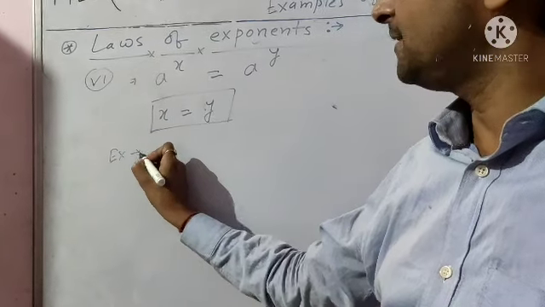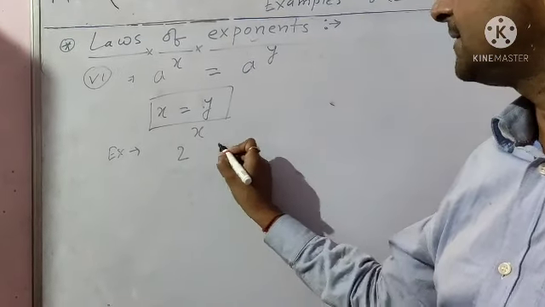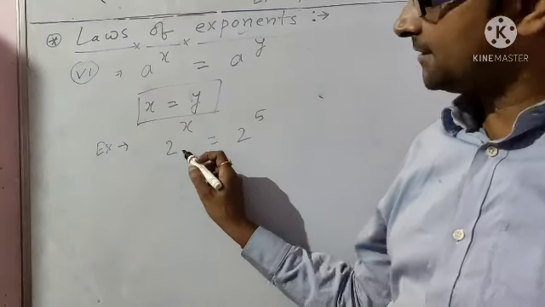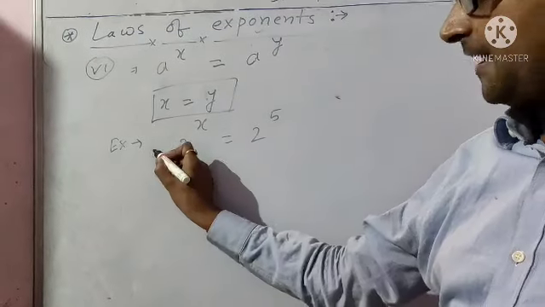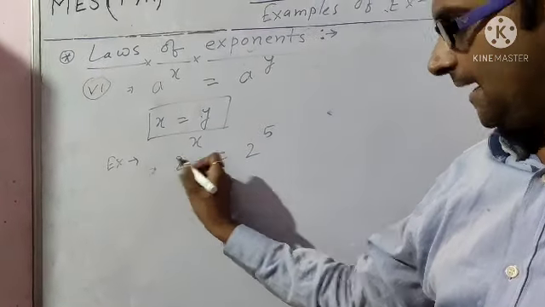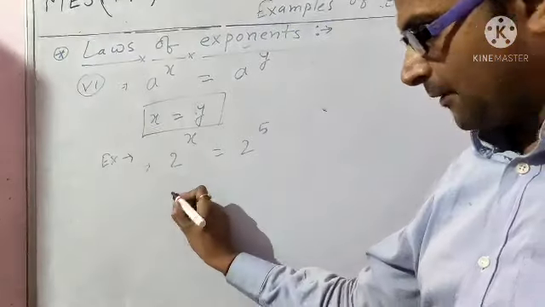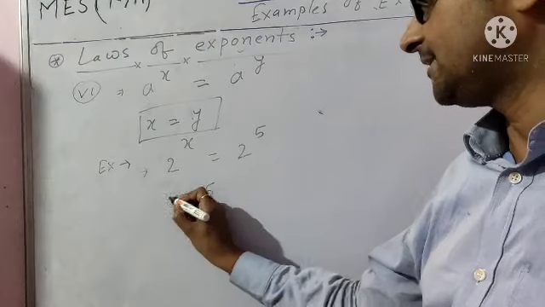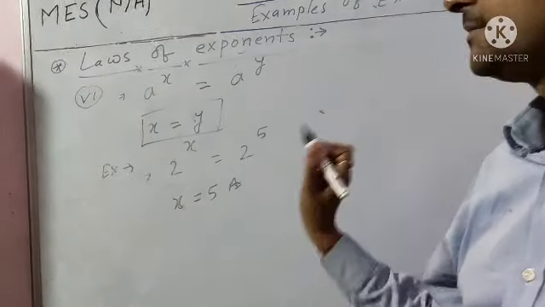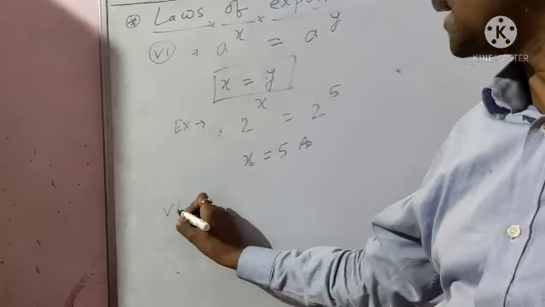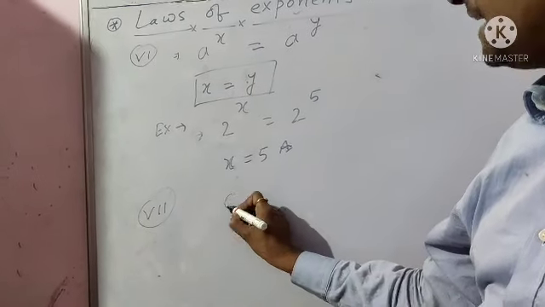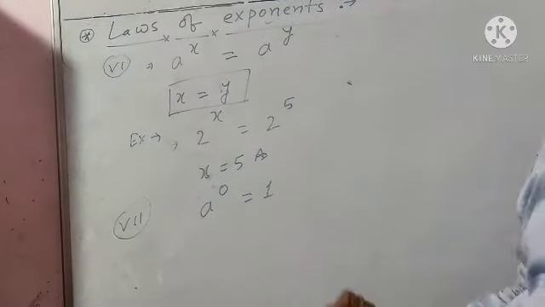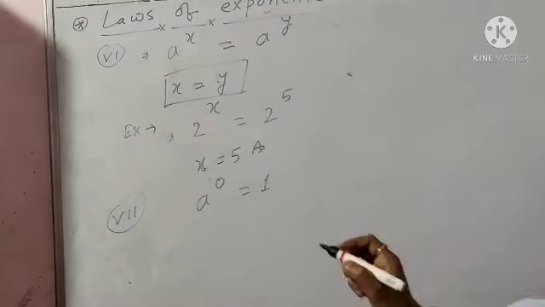Take one example here, student, suppose 2 to the power x is equal to 2 to the power 5. Automatically, student, here the bases 2 and 2 are equal, so the powers will be equal. So we can write x is equal to 5. This is your final answer. Okay, student. Property number 7, the last property: anything to the power 0 is equal to 1.